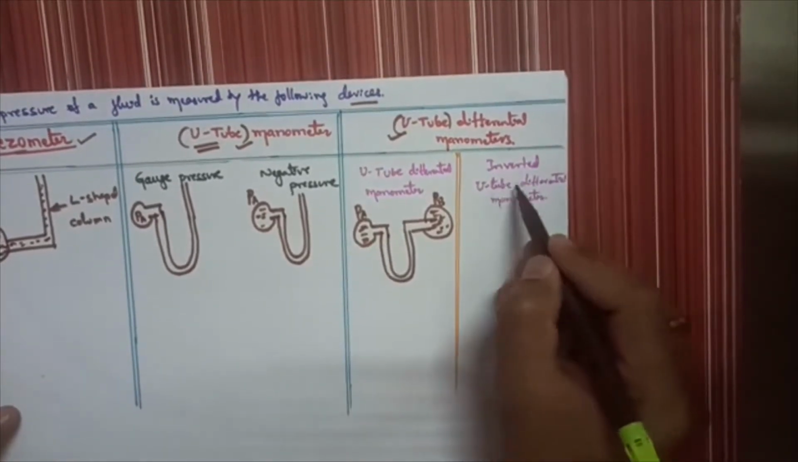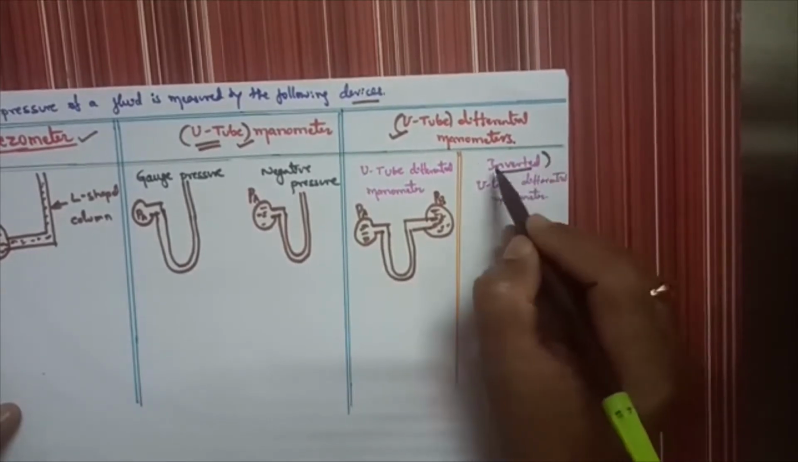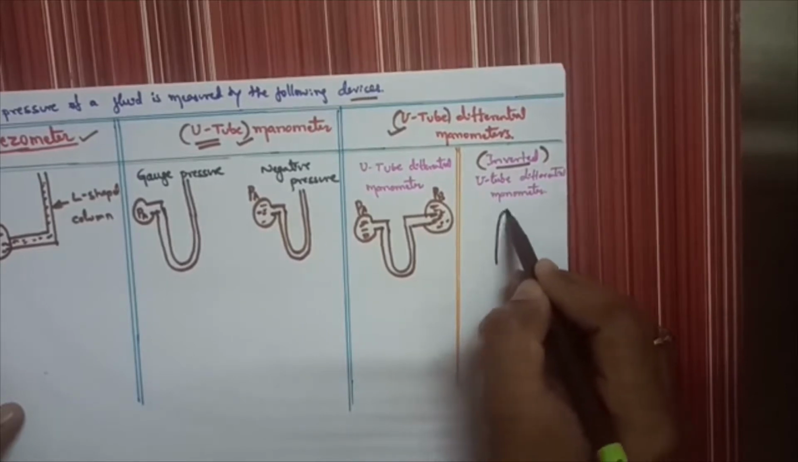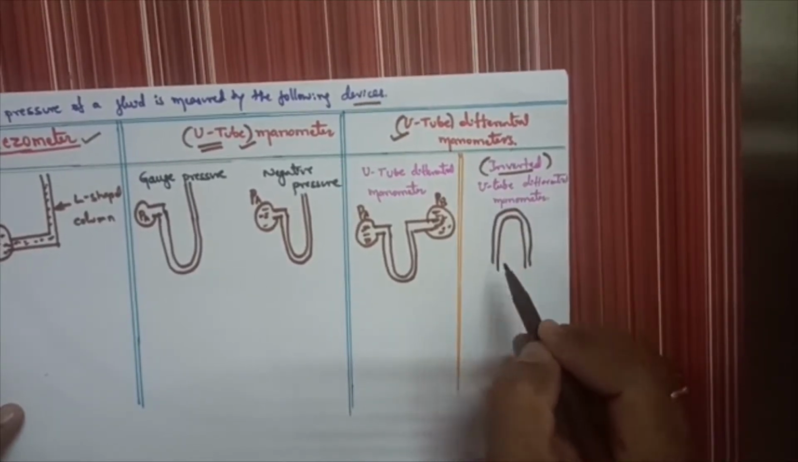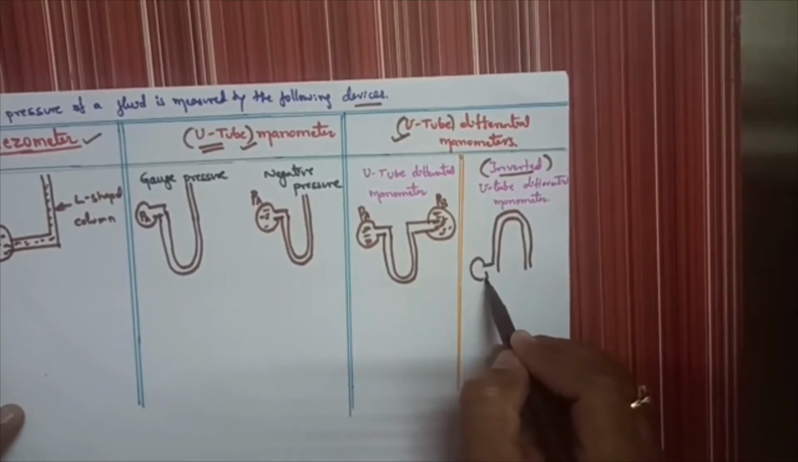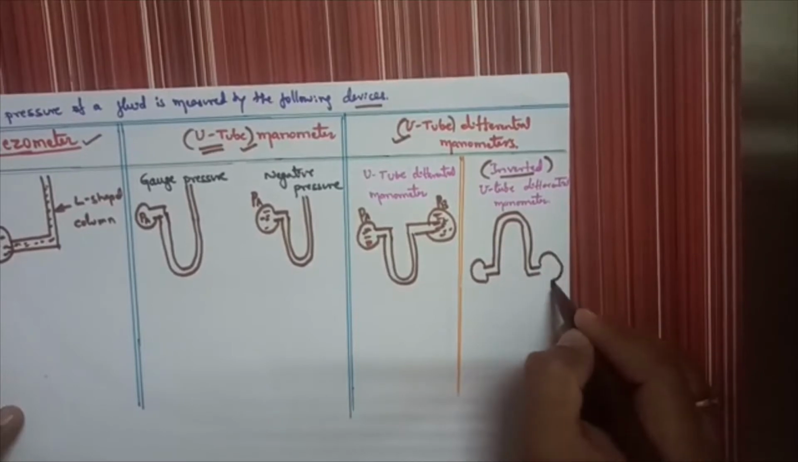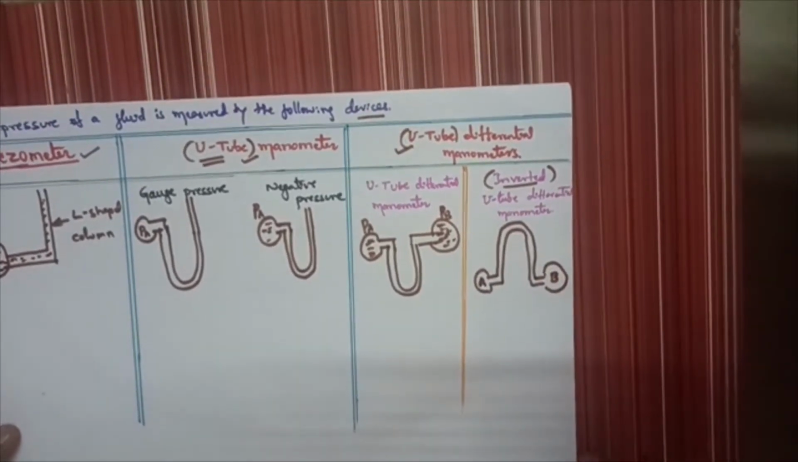And similarly the inverted U-tube differential manometer, as the name indicates, inverted means the reverse of a U-shaped manometer, so it is inverse. One end is connected to the pipe where you are going to measure the pressure. Another end is also connected to the second pipe, that is B. This is the first point.